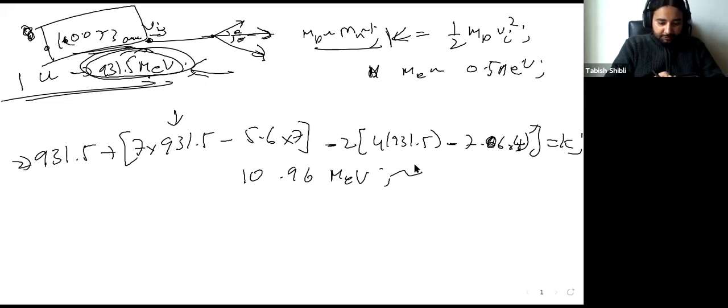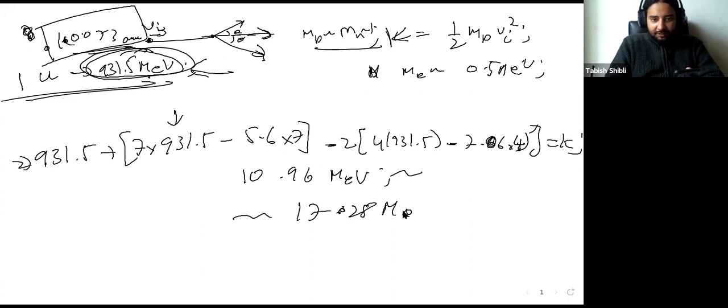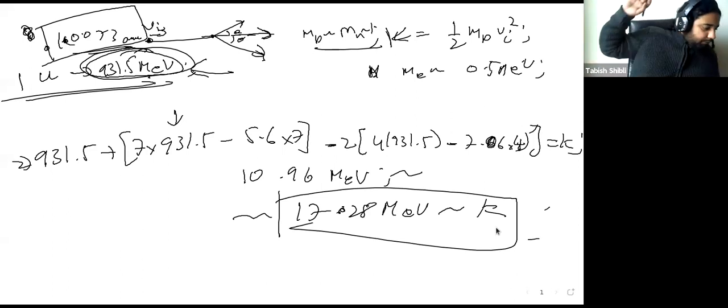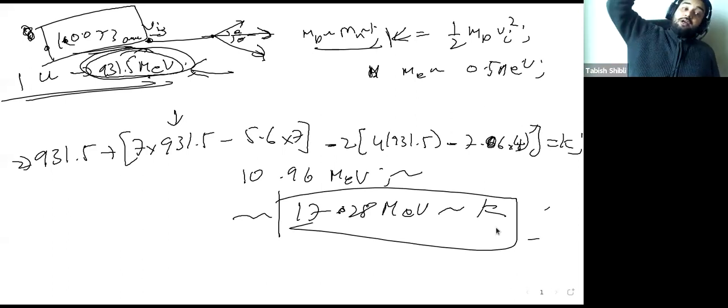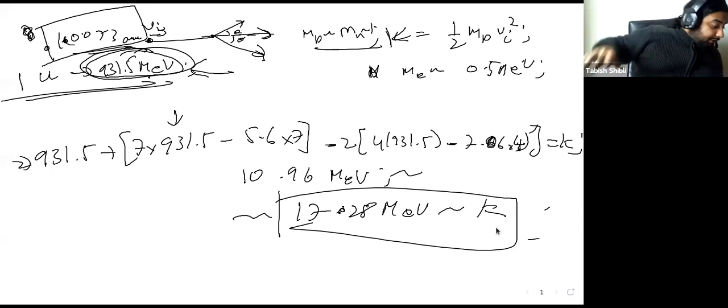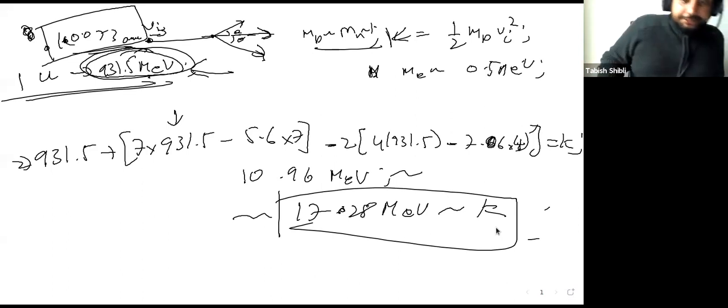Minus, sorry, there's a plus sign there. And you have 7.06 into 8. That close. Oh, I'm getting 17.28. Why is that? But close enough. So 17.28 mega electron volts. That will be the initial kinetic energy of the hydrogen, the proton that is being bombarded.